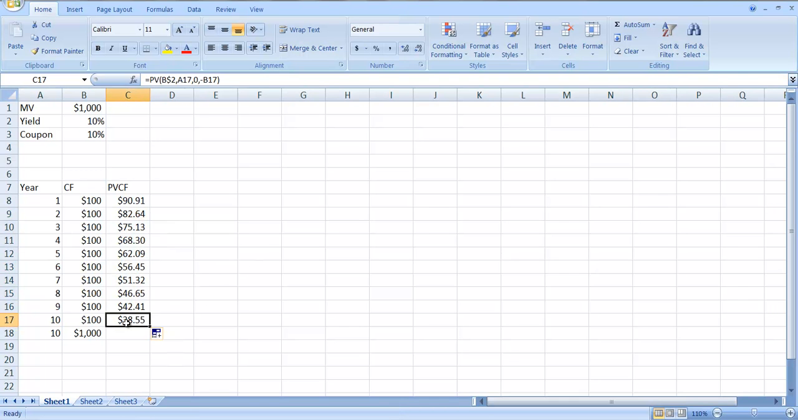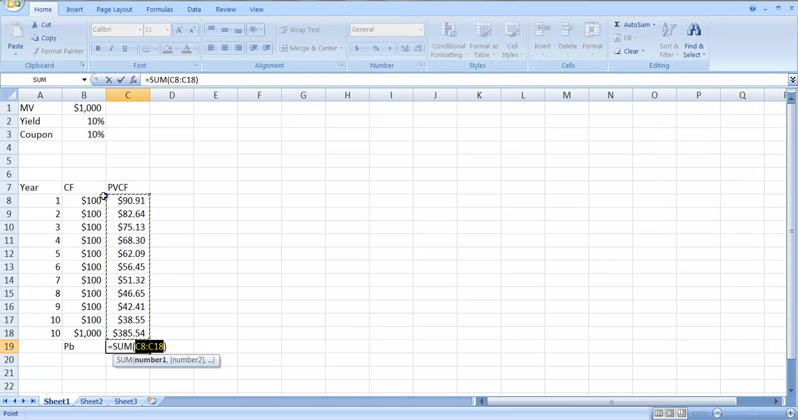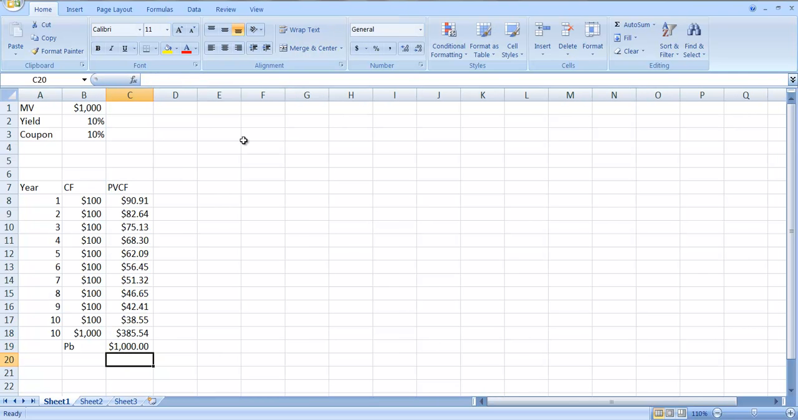Oops. And copy it down one more time. So these are the present value of all the cash flows. And if you add them up, you should get the price of the bond. So we can just go to this auto sum. Notice how it's highlighted all the correct cells. Just hit enter. We get $1,000 for the bond. So that looks good. Okay, looks correct.